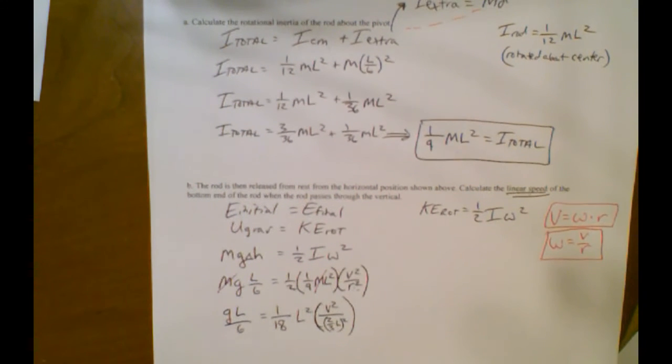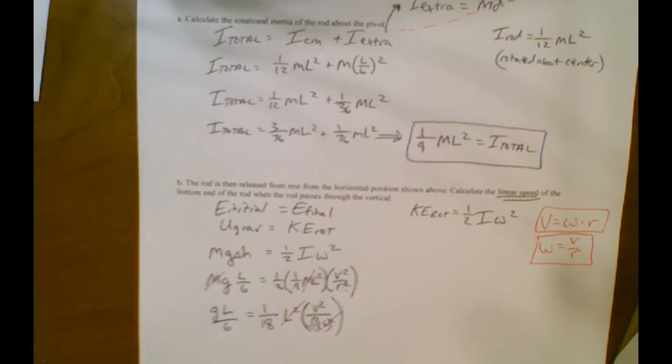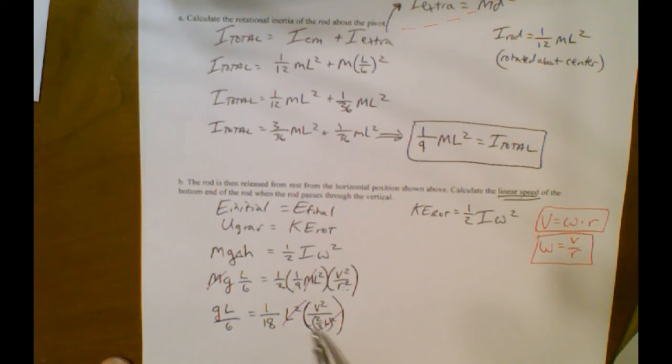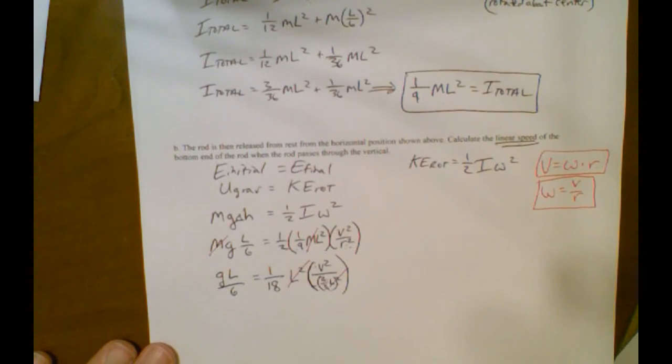Well, one thing I can do here is this is in the numerator, that's in the denominator. So get rid of that. L squared is gone. This is in the denominator, but this is in the denominator of a denominator, which is like the numerator. And remember, these numbers are squared.